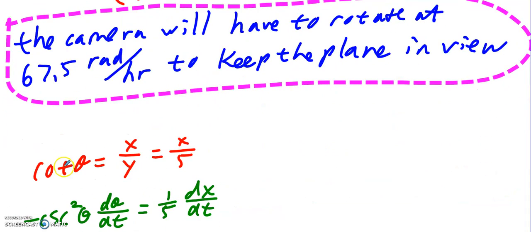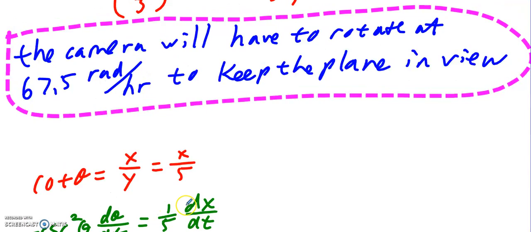Again, down here real quick, this is just if you used cotangent. It's very similar. The derivative is actually a little bit easier because you end up with cotangent theta is x over y, which is just x over 5. So the derivative is just 1/5 dx/dt, and on this side it's negative cosecant squared theta d theta/dt. But either way, you should get the same answer.